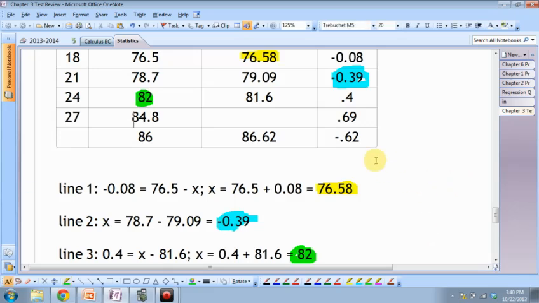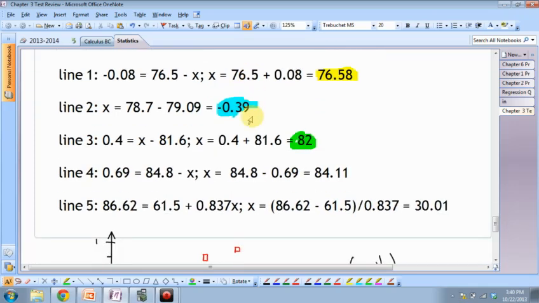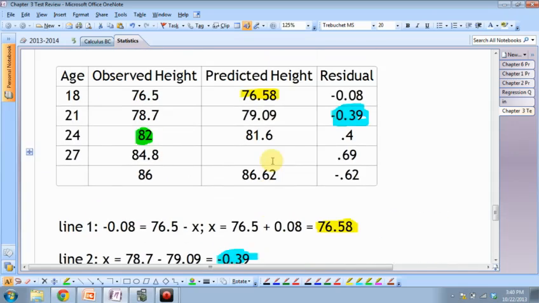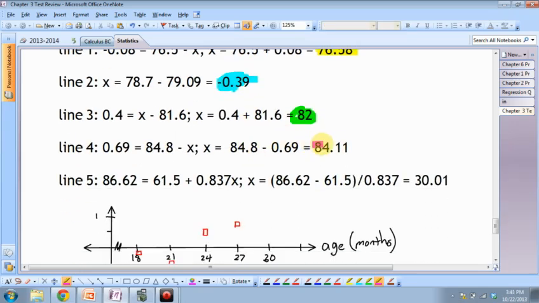Next, we have this 0.69. This 0.69 is 84.8 minus the unknown x. Solve that any way you like, and you get x equal to 84.11. So I'll take that 84.11, pop it up over here. Let's color code that with purple. And that's where that came from.